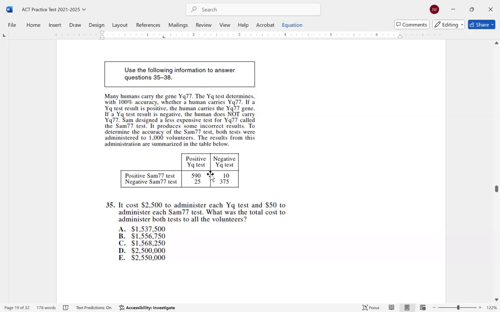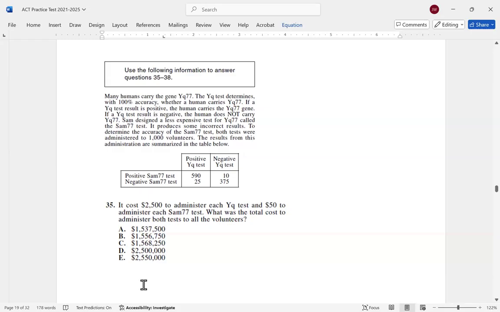If you see the table, 590 people got a positive YQ test and a positive SAM77 test. 25 people got a positive YQ test and a negative SAM77 test. And the same way for negative YQ tests as well.